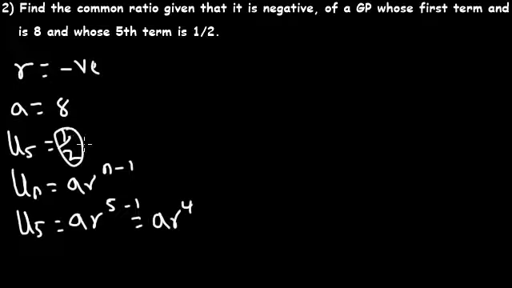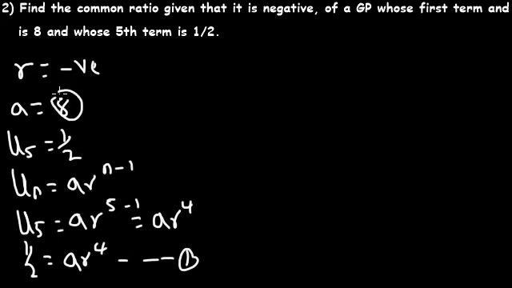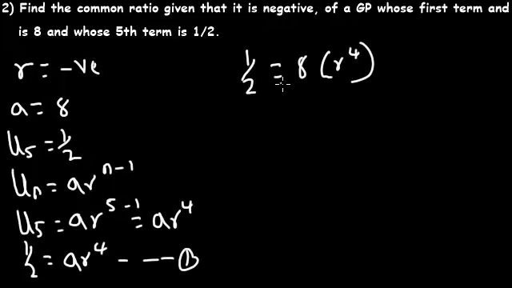But it was given as 1 over 2. So instead of u of 5, we can have 1 over 2 equals a r to the power of 4. Let it be our equation 1. But fortunately, the first term is given as 8. So in equation 1, let's plug in a equals 8. And this simply means equation 1 will become 1/2 equals 8 times r to the power of 4.